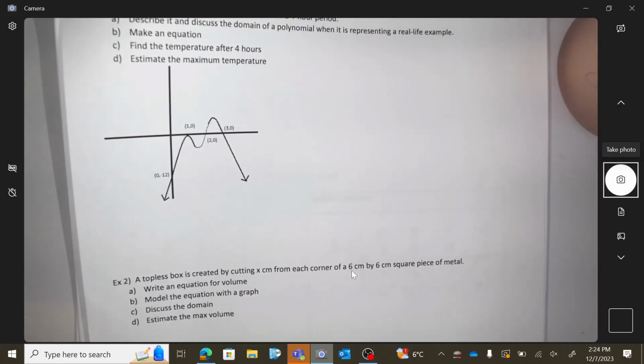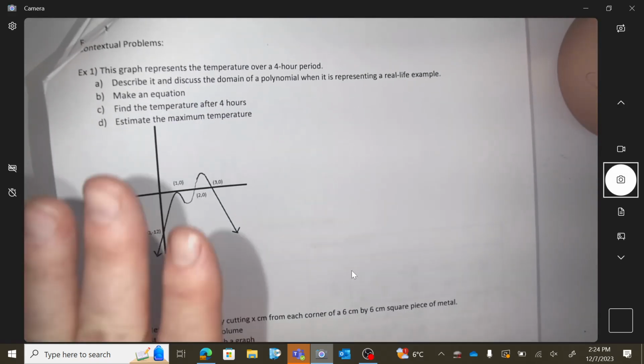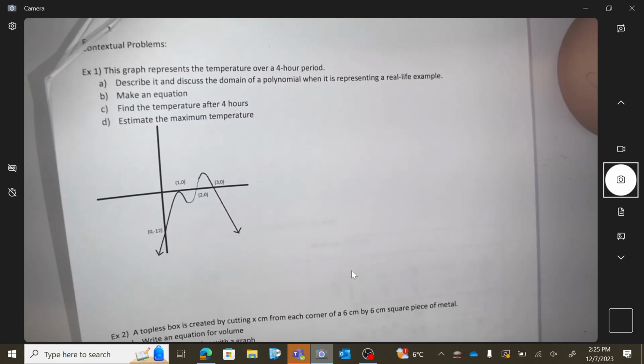Okay, word problems. So this is a graph that is describing temperature over a 4-hour period. Describe it and discuss the domain of this polynomial representing real life.